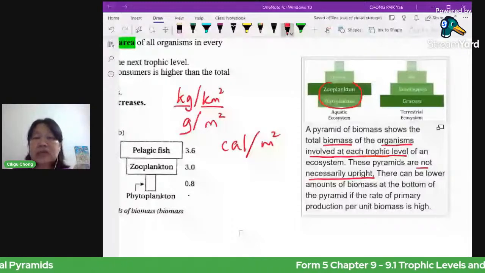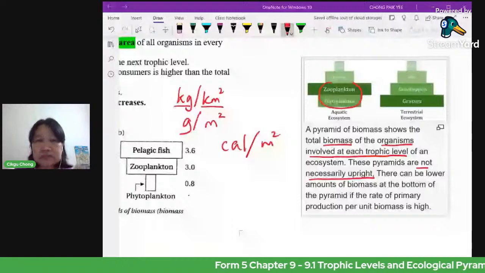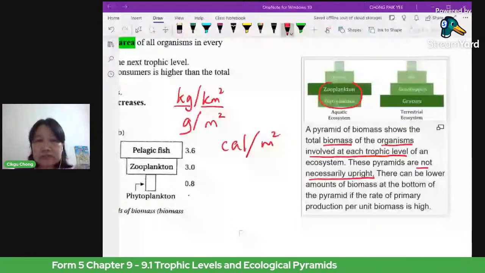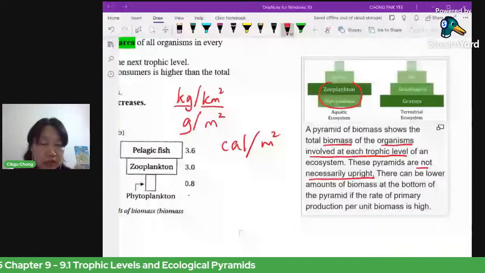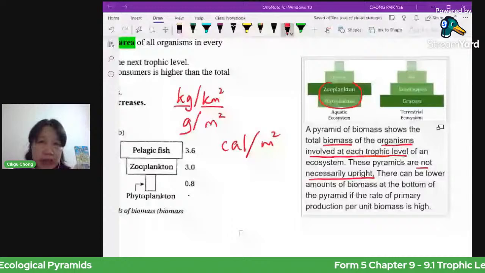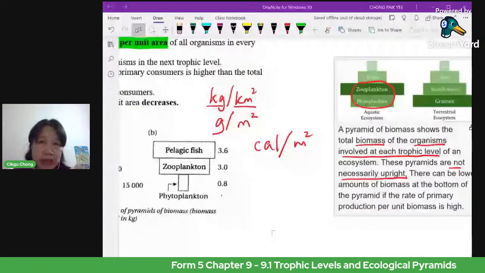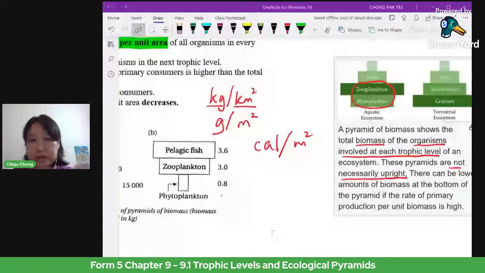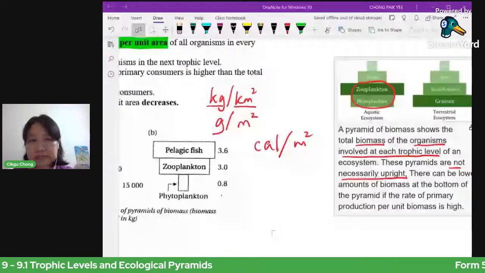But remember that the unit is always per area. So it can be per kilometer square or per meter square. That means we're talking about the whole area. How much tissue is there in the whole area? That is the pyramid of biomass. It's more accurate compared to the pyramid of numbers. Okay, we look at another one.